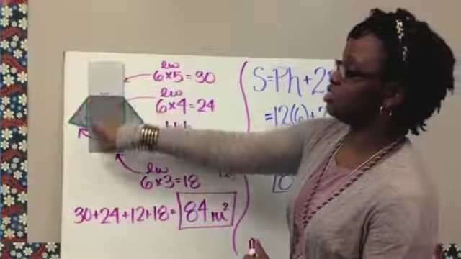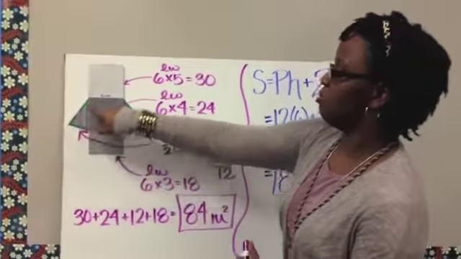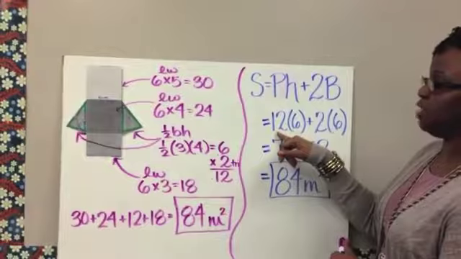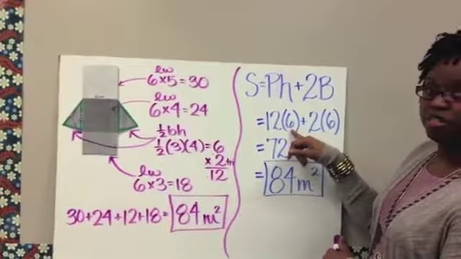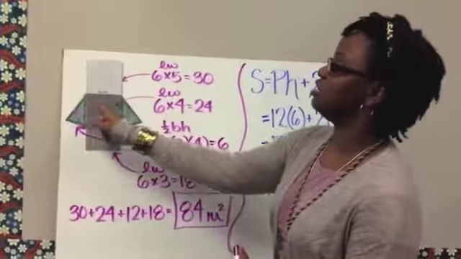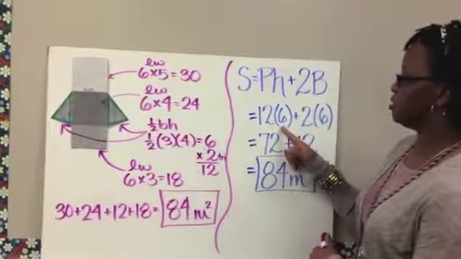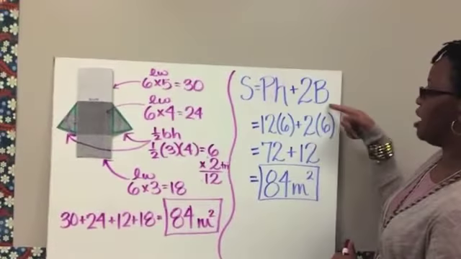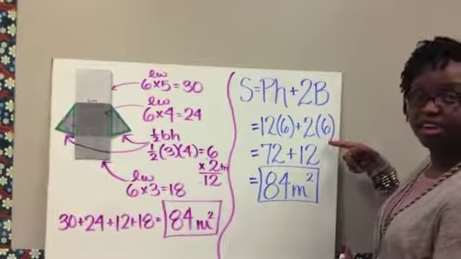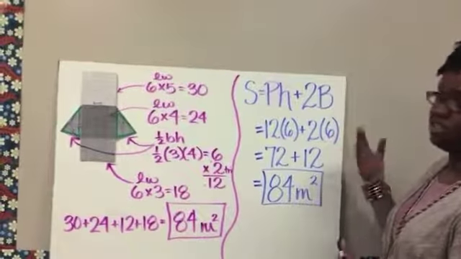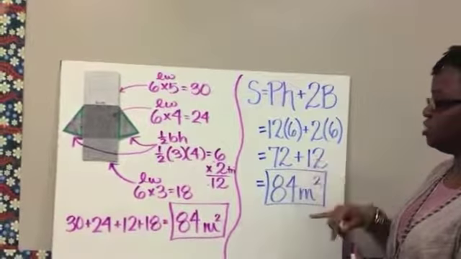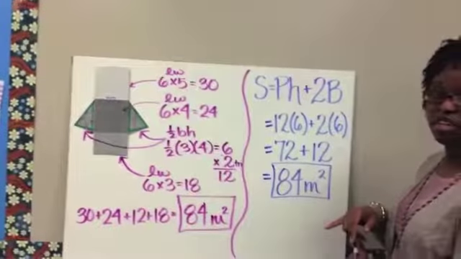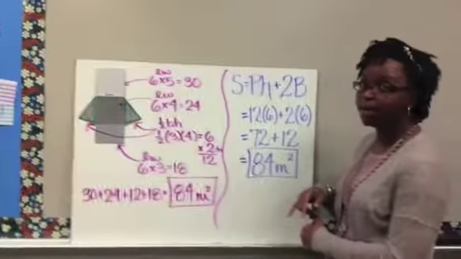Now, if you chose to use the formula instead, you would take the perimeter of the base. So your bases are your triangles. 4 plus 3 plus 5 gives us a perimeter of 12, times the height of the prism. Remember, height is the distance between those two bases, 6. Plus 2 times the area of the base. And when we worked out the area of the triangles, it was 6. So just simplify from there. 72 plus 12 gives us that same surface area of 84 meters squared.